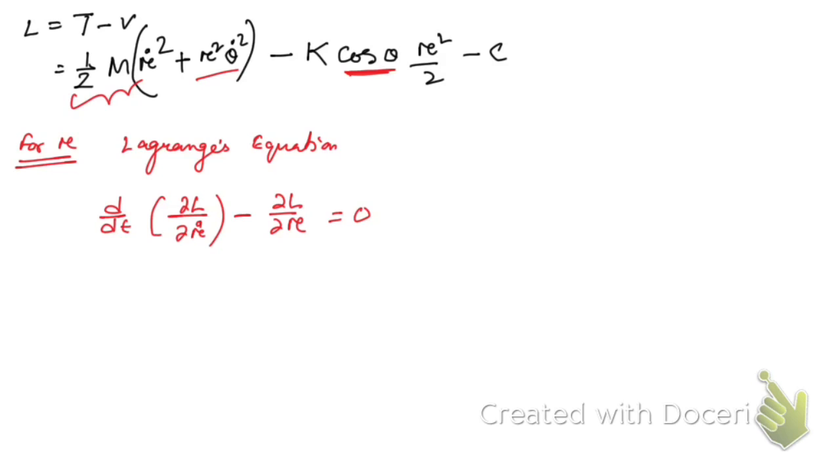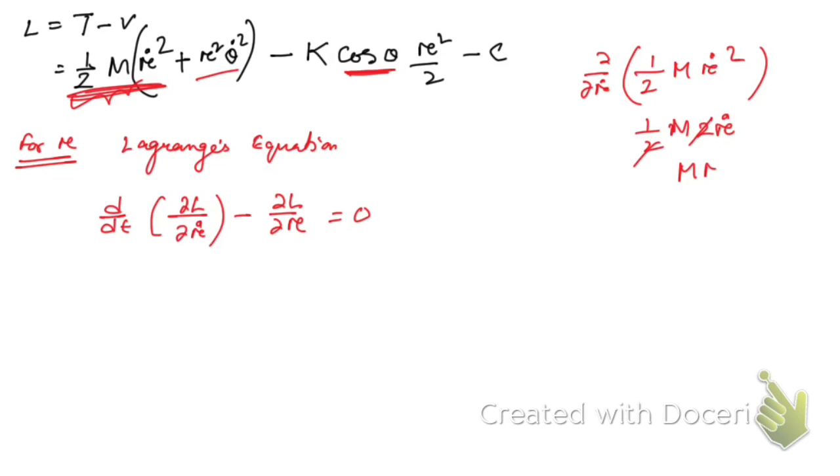Now here you see, let us differentiate this. Here this is the only function of r dot, this part. This part is a function of theta dot, not r dot. Here we have r but not r dot. So if we differentiate this half m r dot square with respect to r dot, then what we're gonna have, half m, 2r dot, that's what we're gonna get.